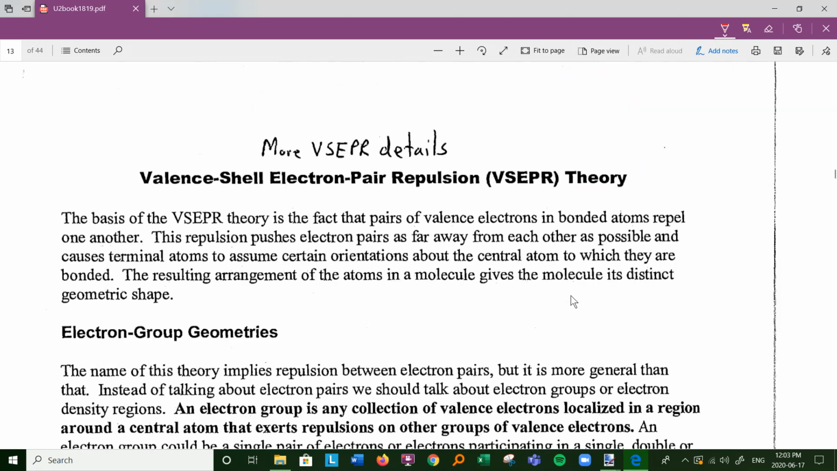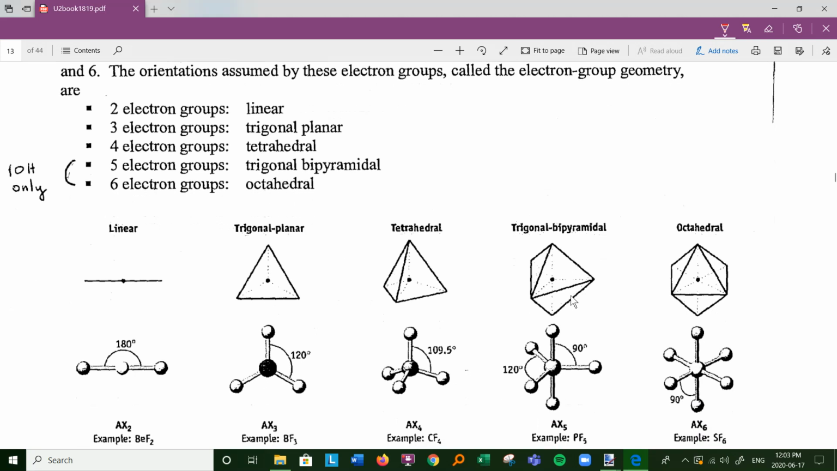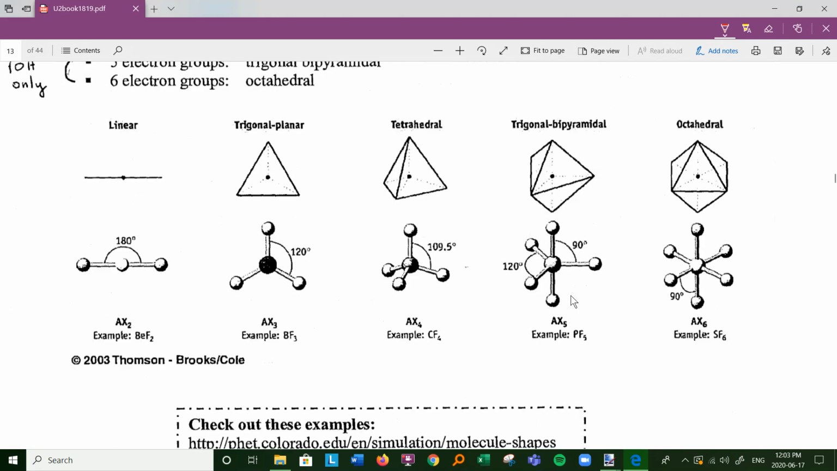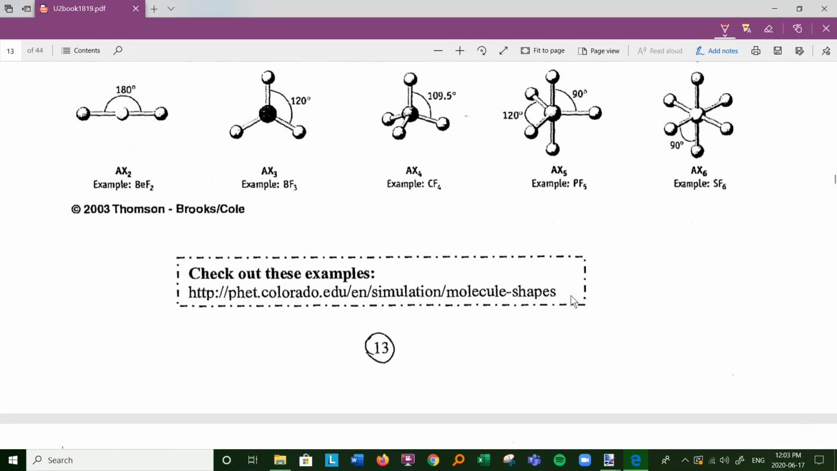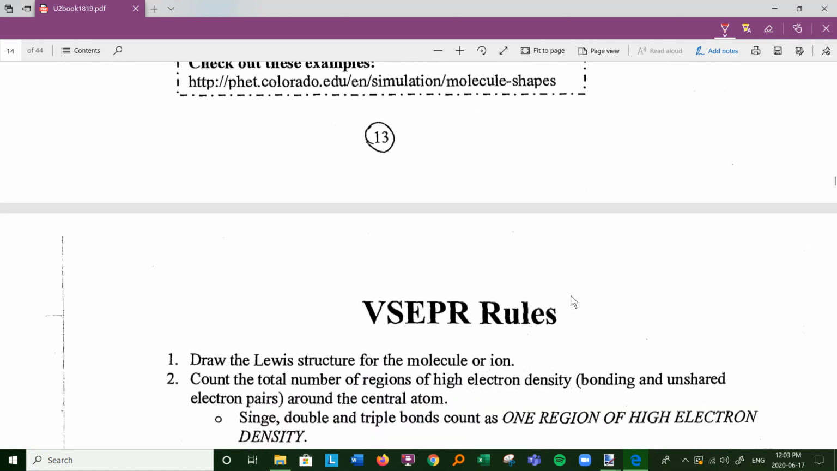So, more VSEPR details. Well, I've already talked about this. You can read it on your own. Here are some pictures at the bottom showing you what I did. There's a simulation on the CHE40 site, which is a good site to look at. All sorts of simulations where you can look at some molecular shapes. So you want to explore that.